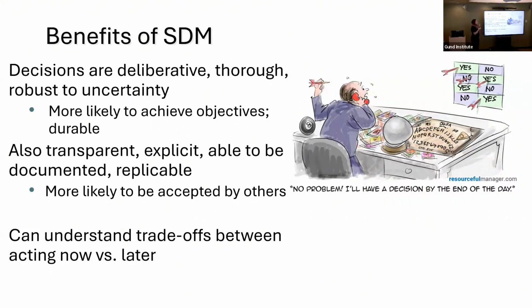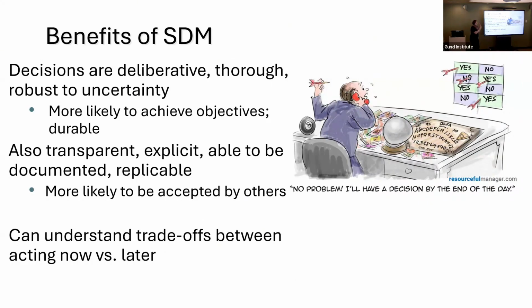So the benefits of this structured process are that the decision is deliberative, it's thorough, it follows this process, and it's highly documented. So not only is it more likely to achieve desired outcomes, because it starts with what do we want the future to look like, but it's more likely to be accepted by others because there's a track record showing how the different twists and turns in any complex problem were navigated.